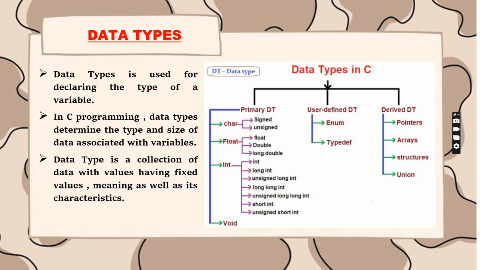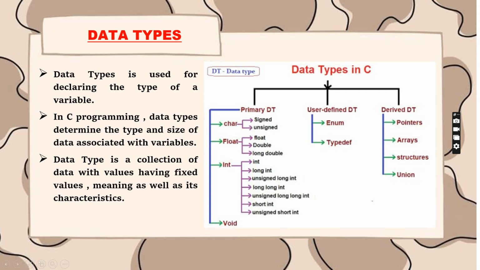Data types is used for declaring the type of a variable. It determines the type and size of data associated with variables. Data type is a collection of data having fixed values, meaning as well as its characteristics. It is classified into primary data types, user-defined data types, and derived data types.